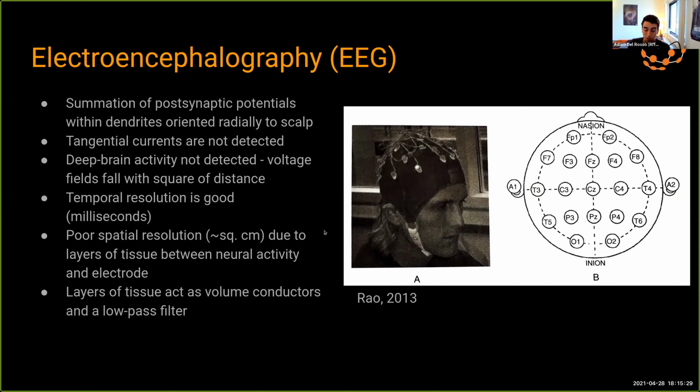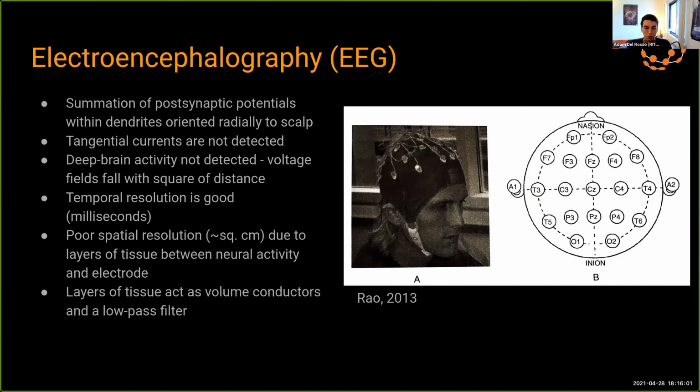So for EEG, we're picking up information from large populations of neurons. We're definitely not able to see what we saw before with those spikes, the communication between individual neurons. And we're not able to pick up information from too deep within the brain. Like I said, we're looking at the outer layers. And this is really because we're talking about voltage fields here for what we're picking up. And that's going to fall off with the square of distance. So you can't get too far down.